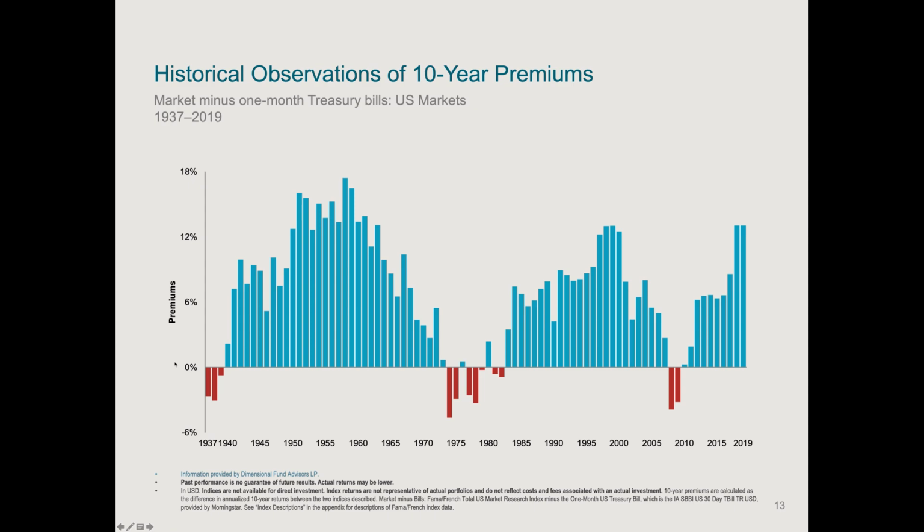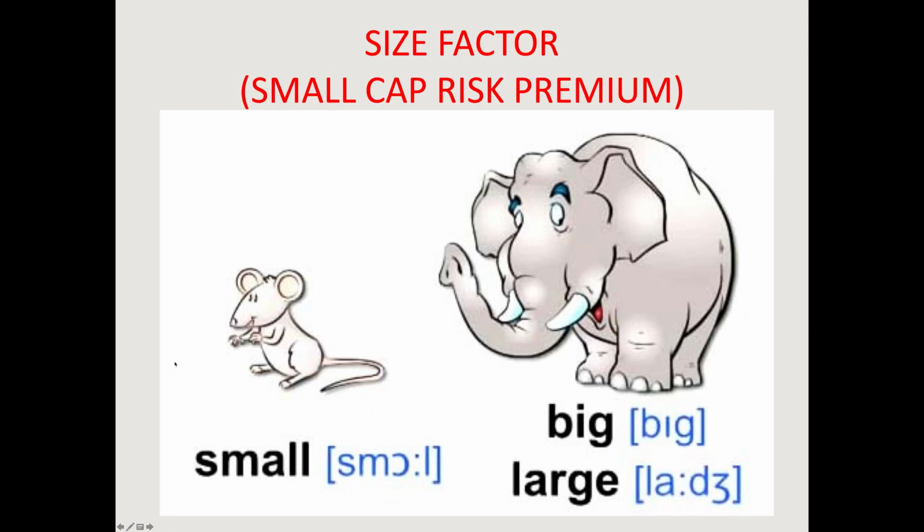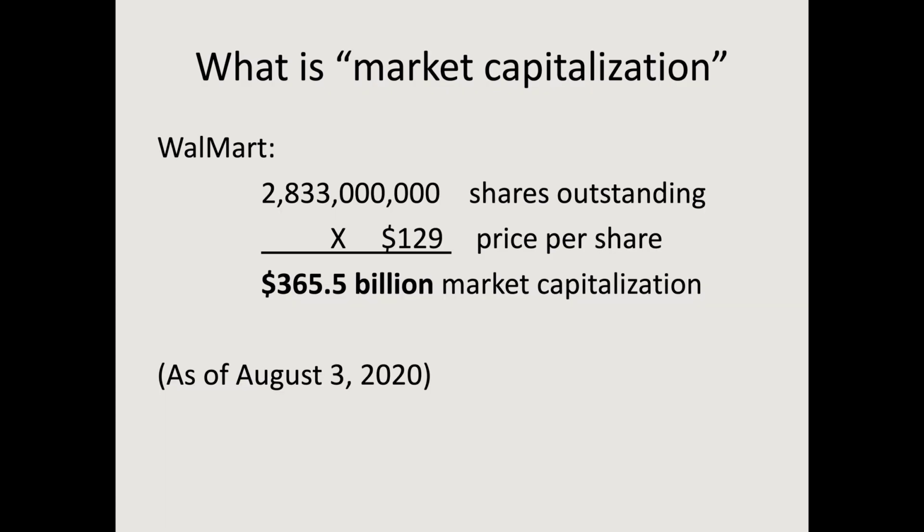Let's turn to another factor here. We're going to talk about the small cap risk premium. It's also called the size factor, also called the small cap factor. All right, we have small companies and we have big companies. What is market capitalization? That's what we are talking about when we talk about dividing companies between large, mid cap, and small cap.